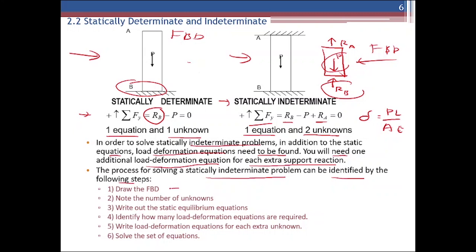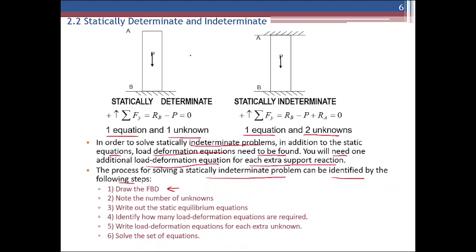So the first step is we need to draw the FBD. For example, we look at this structure over here. When we have a structure, to draw FBD or free body diagram, we need to remove support first, and then we replace the support with reaction force. After we remove the support, the structure will be free from any support, so we call it a free body diagram.